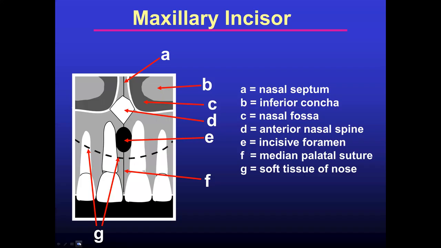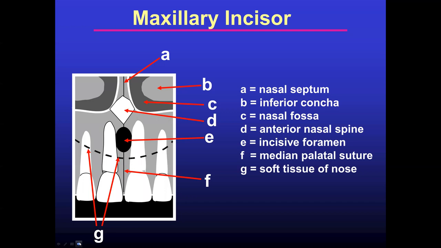Today's class is radiographic landmarks of the maxilla. So coming to the maxillary incisor region, we can see A is a radio opacity, which is seen almost in the midline region of the palatal region. That indicates the nasal septum. And B is a soft tissue radio opacity seen within the nasal cavity, that is the inferior concha.